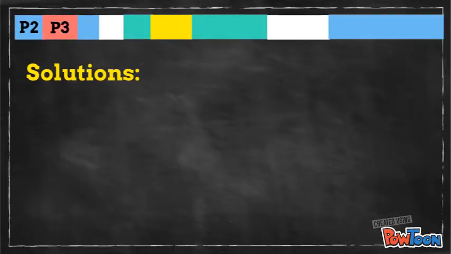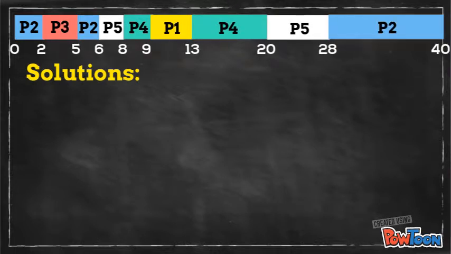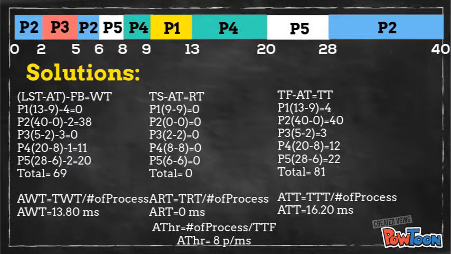Solutions. Total of WT is 69, average is 13.8 ms, total of RT is 0, average is 0 ms, total of TT is 81, average is 16.2.